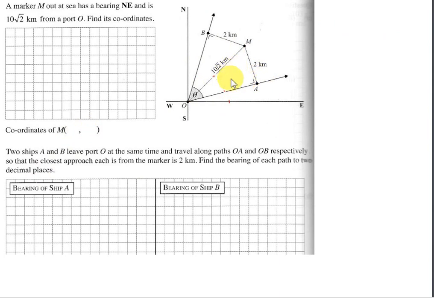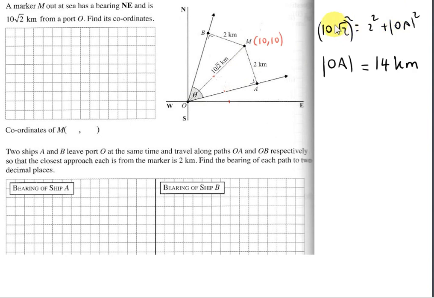Let's look at this right angle triangle here. We have 2 sides of it. The hypotenuse of it is 10 root 2. One of the short sides is 2 kilometers. So now we can get the distance of O to A when A is 2 kilometers from M. So we can just use Pythagoras on this right angle triangle. So 10 root 2 squared equals 2 squared plus OA squared. If you solve this equation, get 10 root 2 squared, subtract 2 squared and get the square root, you'll get 14. So the distance of O to A is 14.